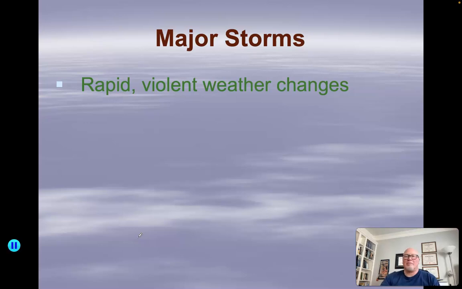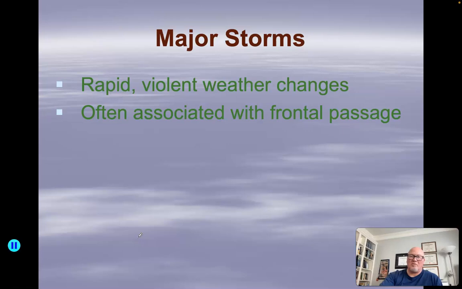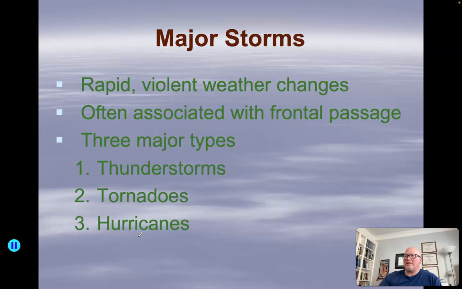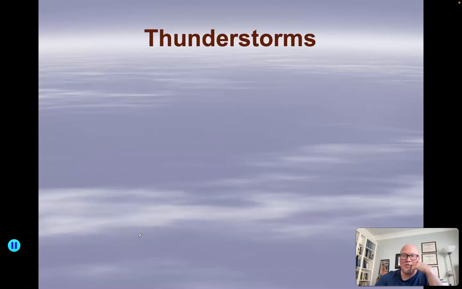So, what about these storms? Storms are rapid, violent changes in weather. They're often associated with frontal passages. Anytime you hear about a cold front coming through, chances are you're going to get a good bit of rain. Especially during the summertime, you're going to get thunderstorms, possibly even tornadoes and whatnot like that. So, often associated with a frontal passage, you get three major types of big storms: thunderstorms, tornadoes, and hurricanes. And these are not mutually exclusive. You often will find them coming in conjunction with one another.